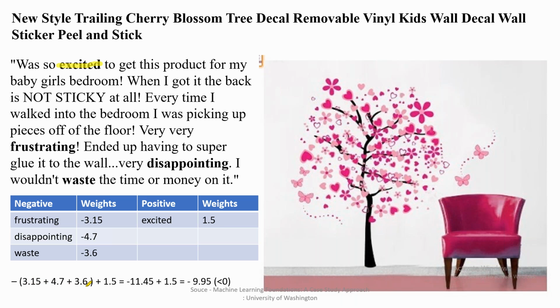Now if you do the arithmetic operations on this, you can see the score is negative 9.95, which is less than 0. So the score that I have got, minus 9.95, is less than 0. That is why I will classify this particular review as a negative review. Did you get it, everyone, so far?